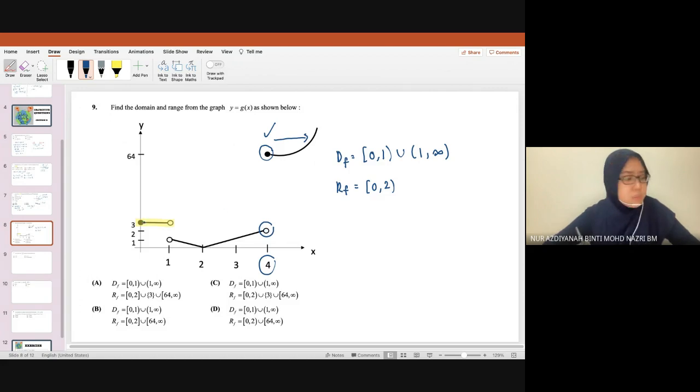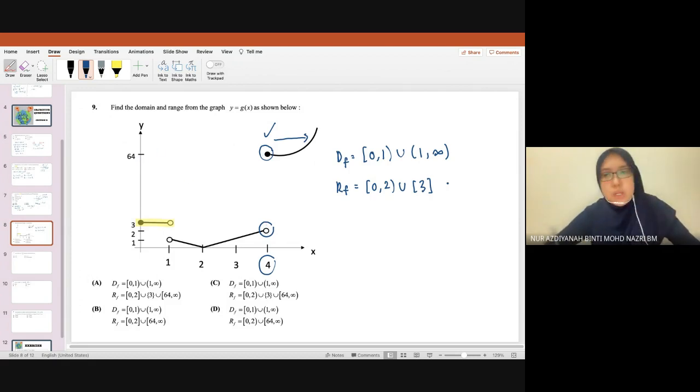And then the next value starts at 3. Okay, tapi 3 ni satu value sahaja. Dia tak bersambung dengan apa-apa. So, you can write down union with the value of 3. That is the range for 3. Okay, so dia stop kat sini. Lepas tu kita tengok tak ada langsung nilai y dekat sini. Daripada 3 sampailah dia define pada coordinate 464 ni.